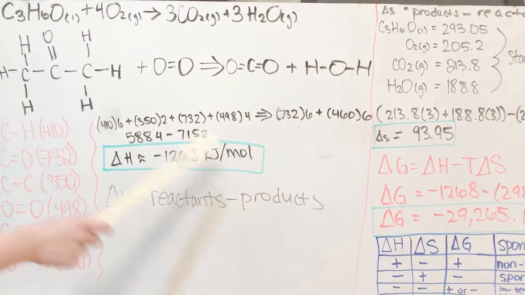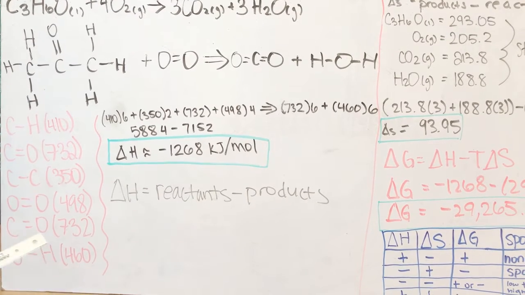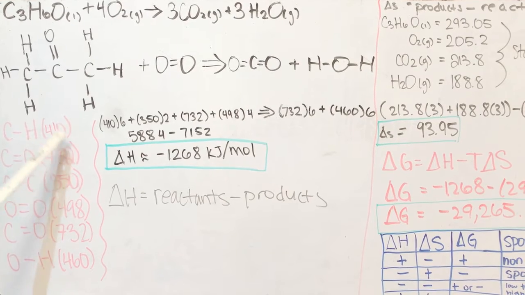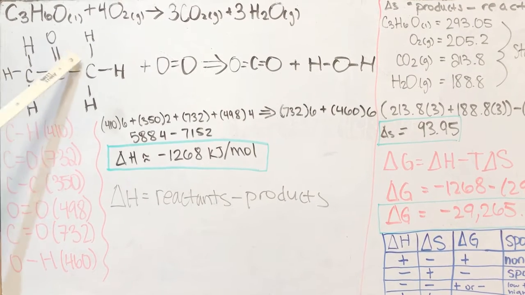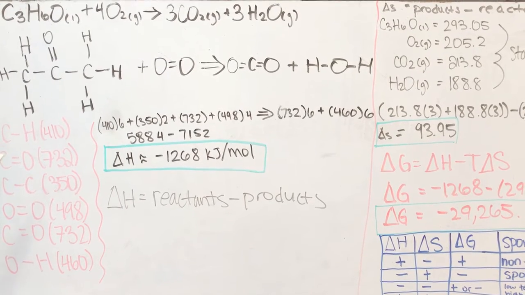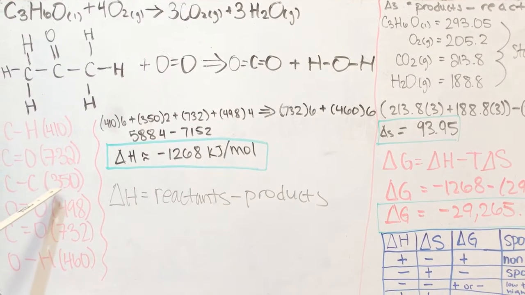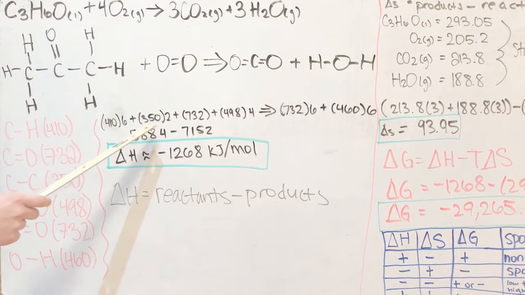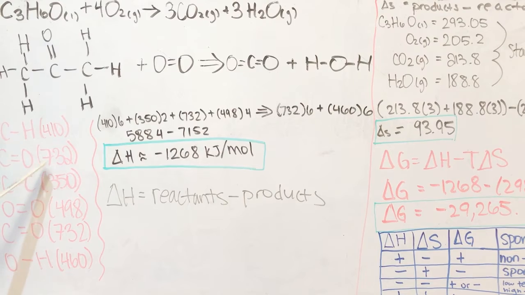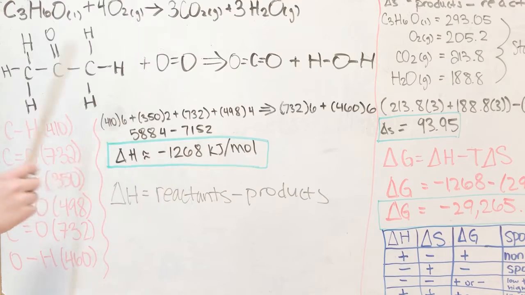To find the delta H of the combustion of acetone, first you have to figure out the bonds in the reaction. First, you can see that there is a C-H bond in the reaction and the energy is 410, and there are 6 C-H bonds, 1, 2, 3, 4, 5, 6, which is why I multiplied 410 by 6. Next, we see that there are 2 C-C bonds, and each C-C bond is 350, which is why I multiplied it by 2. And there's 1 C=O bond, and the C=O bond is 732, and there's only 1, so I added 732 and didn't multiply it by anything.